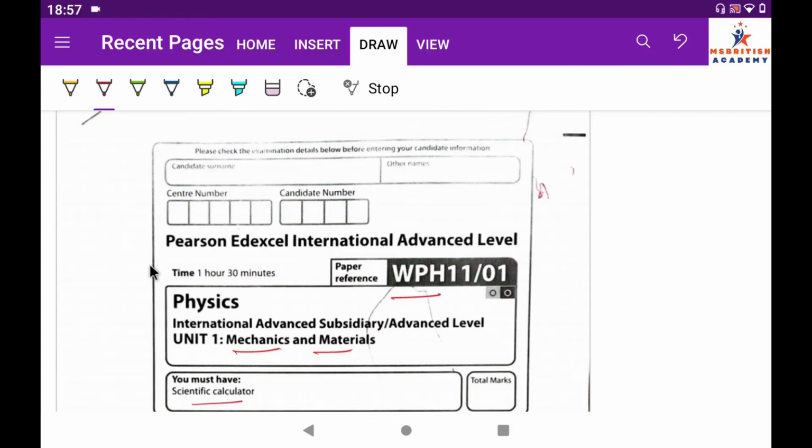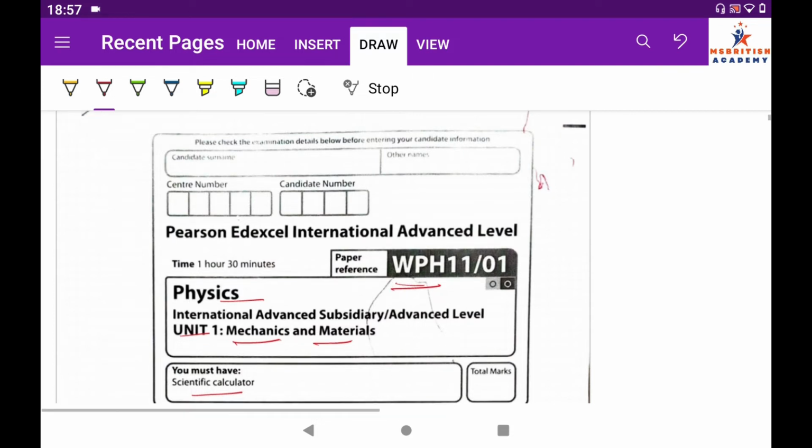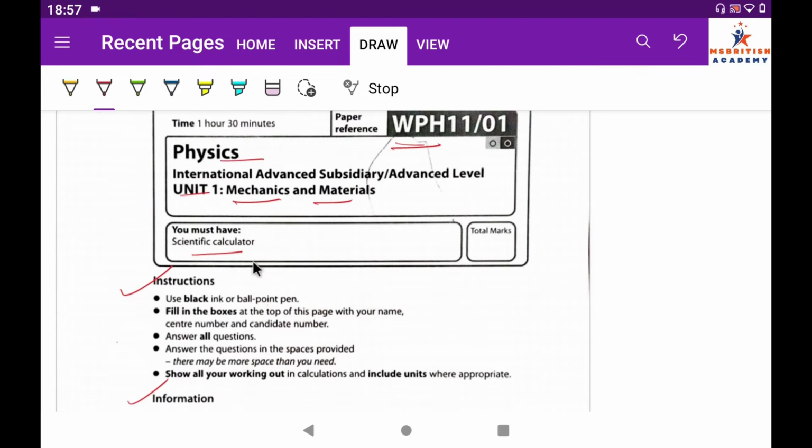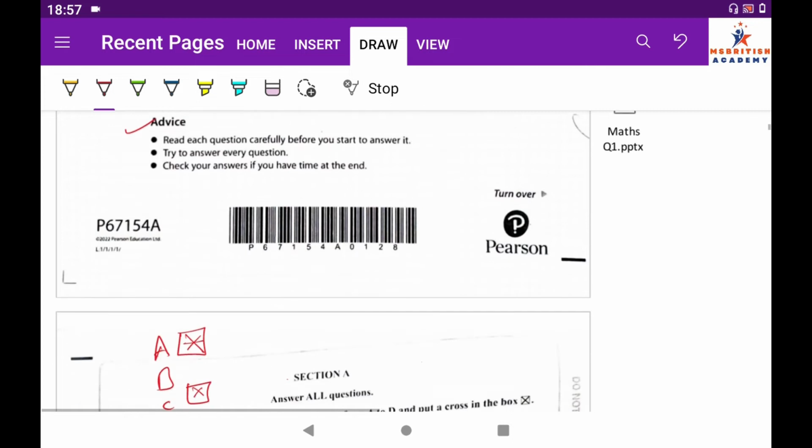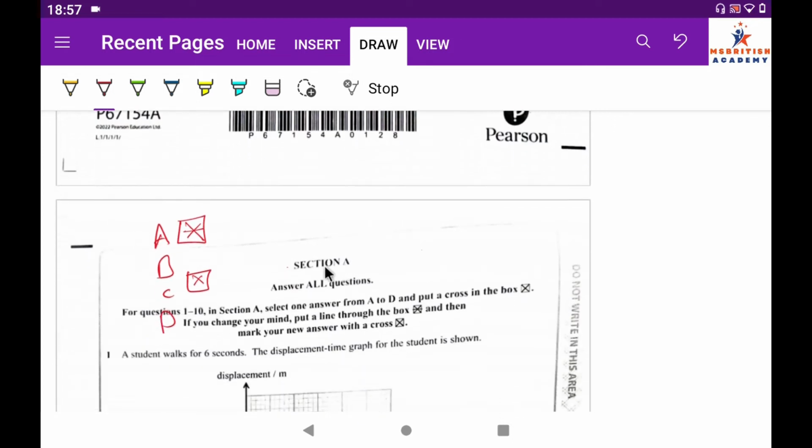Hello everyone. Today we are going to solve the physics past year question paper, Unit 1 Mechanics and Materials, and the paper code is this. In this paper you can use a scientific calculator, and you can read the instructions, information and advice. The total mark for this paper is 80. So directly coming to Section A, answer all questions.